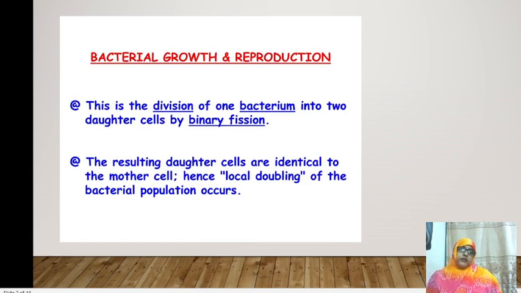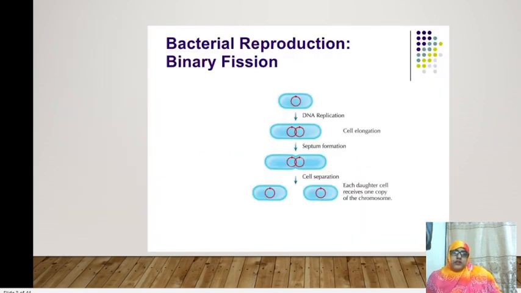Doubling takes place. From the diagram: DNA replication is the first step, then cell elongation, the third step is septum formation, the fourth step is cell separation, and the fifth one is the formation of daughter cells, which receive the exact copy of the chromosomes as that of the parent cell.